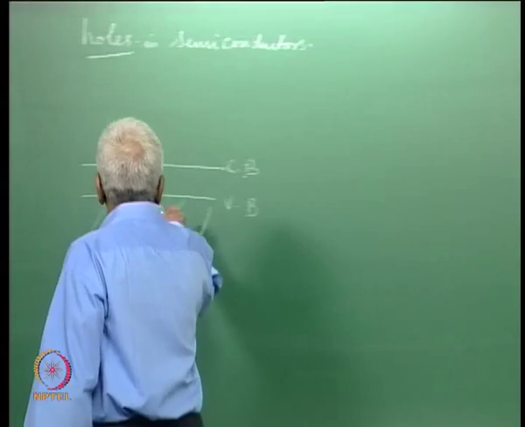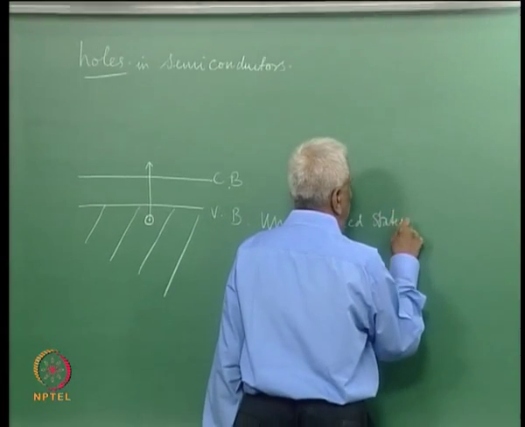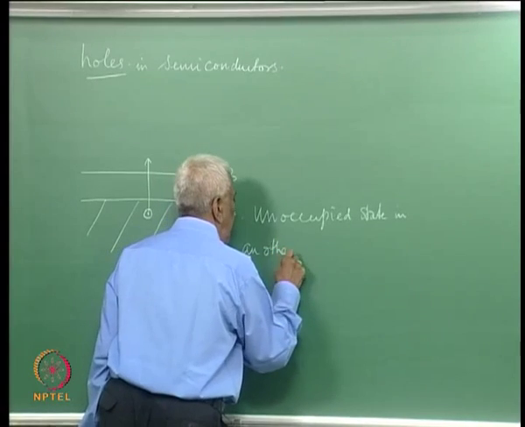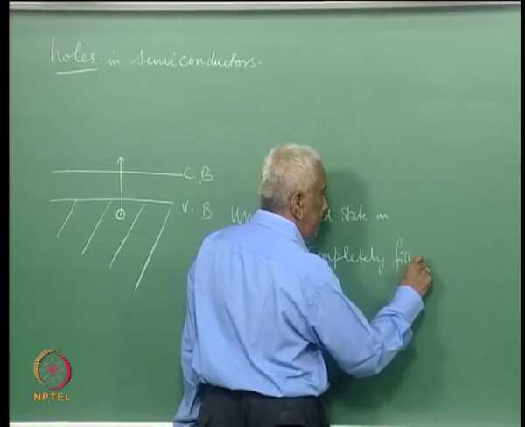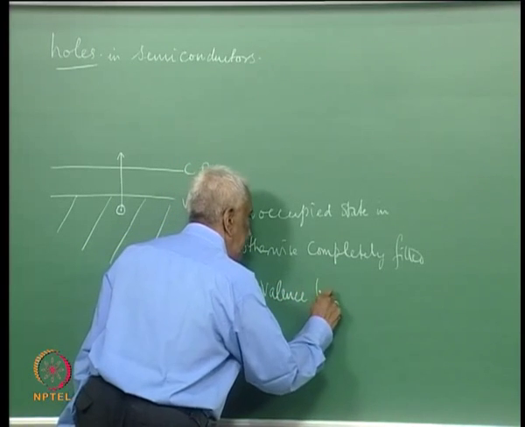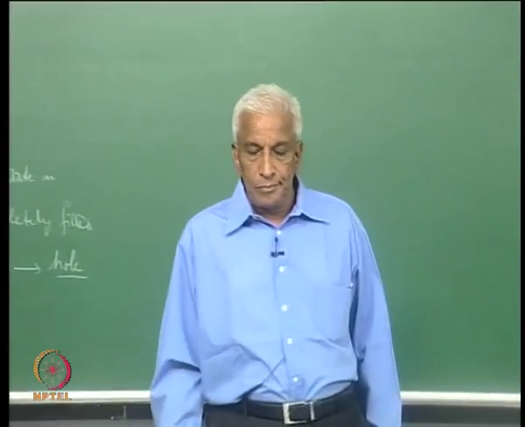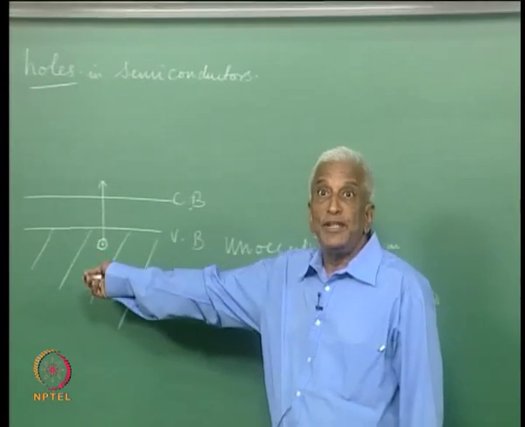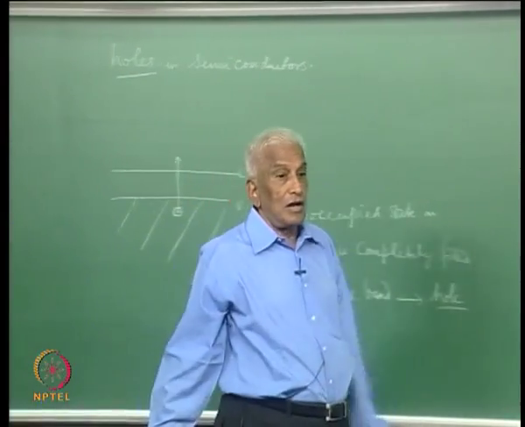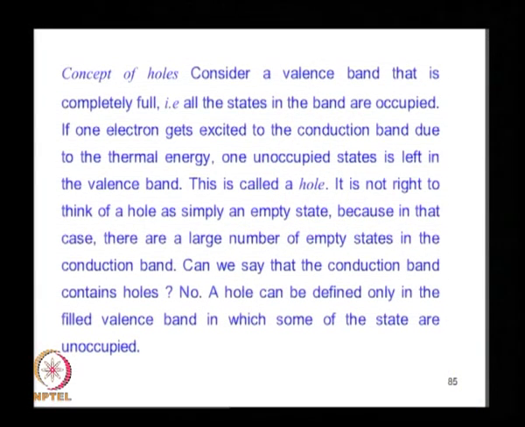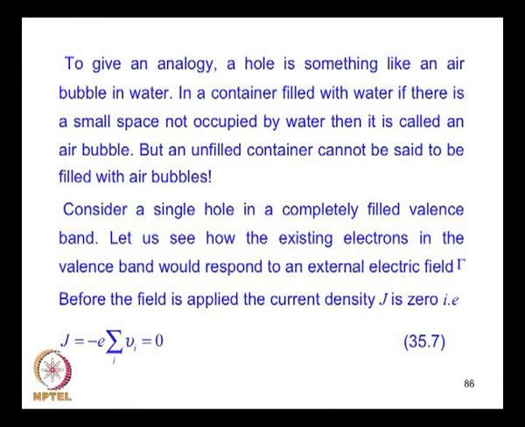Now, this unoccupied state in an otherwise completely filled valence band, this is called a hole. Now, we should not regard the hole as simply an empty state. If this is so, in the conduction band there are a lot of empty states. That does not mean that there are a lot of holes in the conduction band. A hole is defined only in a filled valence band in which some of the states are not occupied.